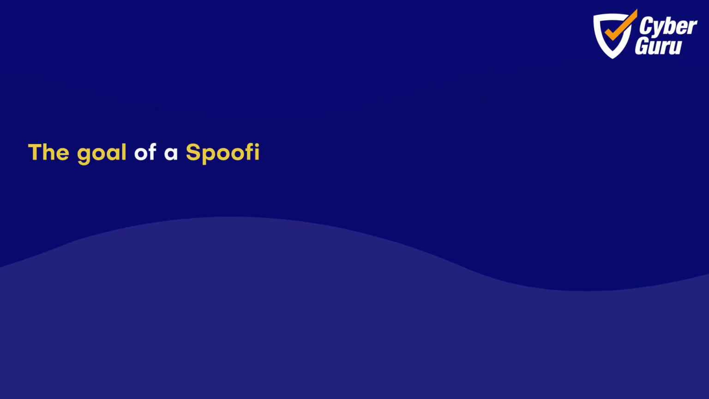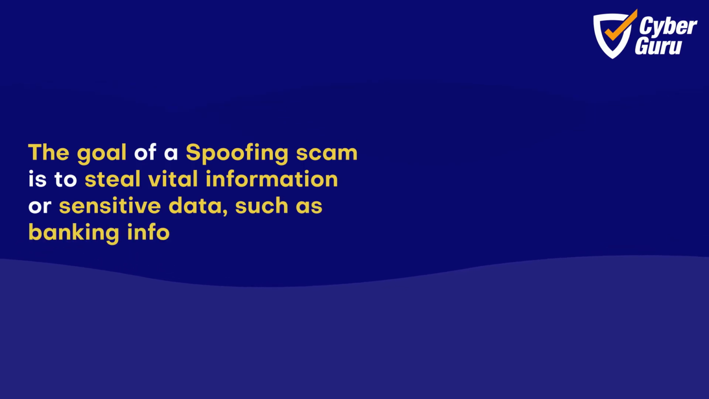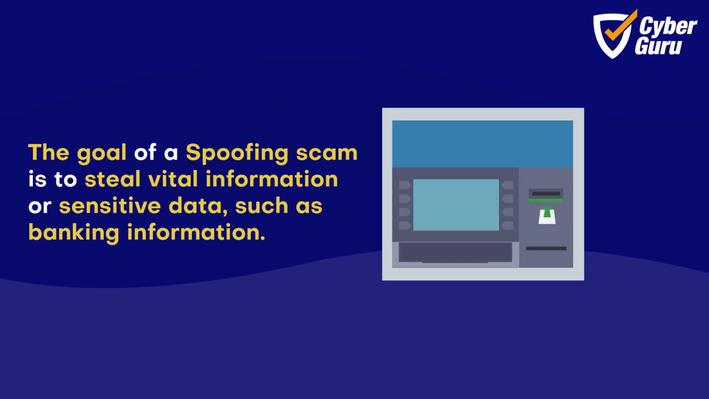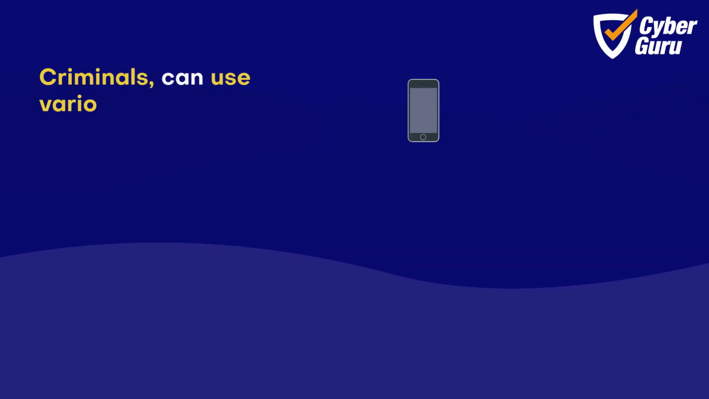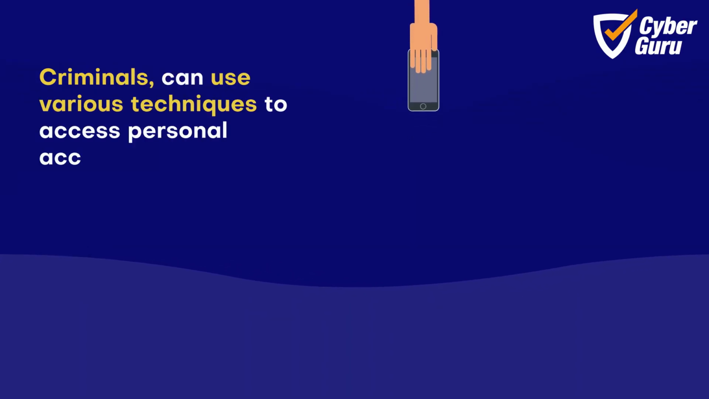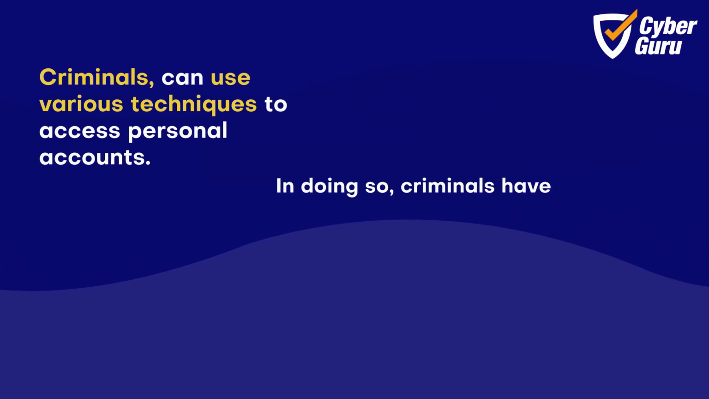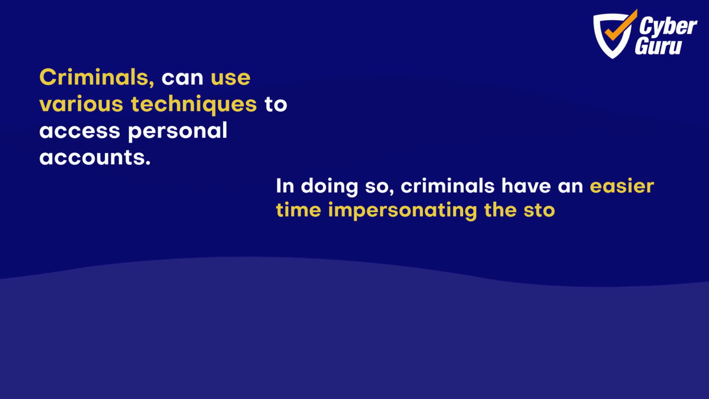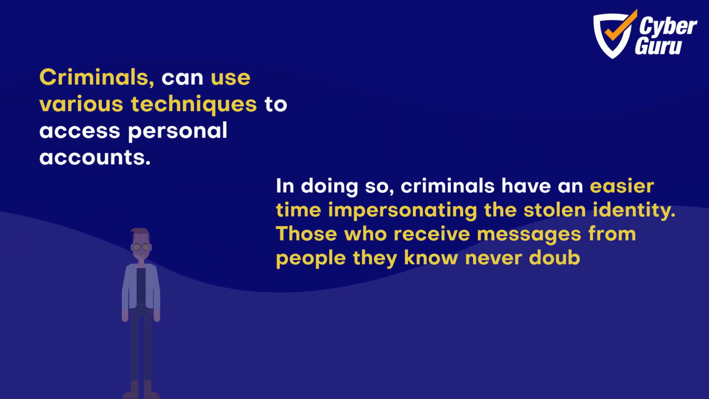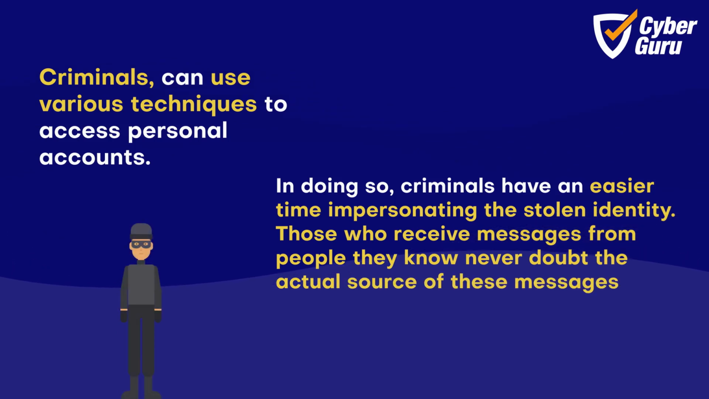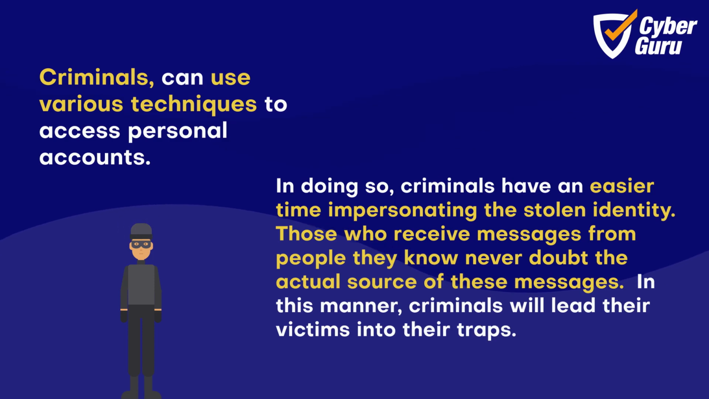The goal of a spoofing scam is to steal vital information or sensitive data, such as banking information. Criminals can use various techniques to access personal accounts. In doing so, criminals have an easier time impersonating the stolen identity. Those who receive messages from people they know never doubt the actual source of these messages. In this manner, criminals will lead their victims into their traps.